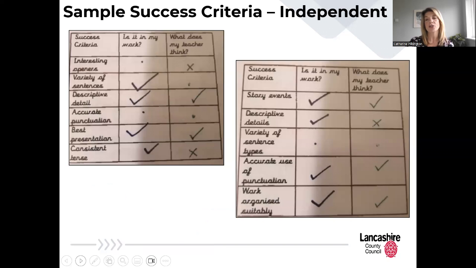So you can see I've got some samples of success criteria here that have been included with children's independent work because you can see the success criteria are quite loose. It doesn't specify exactly what we want the children to include, but it says things like interesting openers, a variety of sentences, descriptive detail, accurate punctuation, best presentation, and consistent tense. So that's quite loose, and that is okay for success criteria in your independent outcomes.